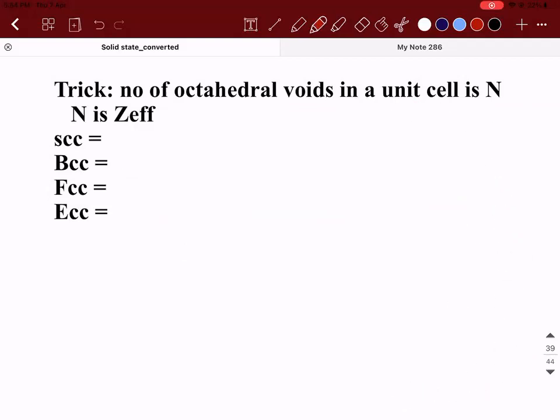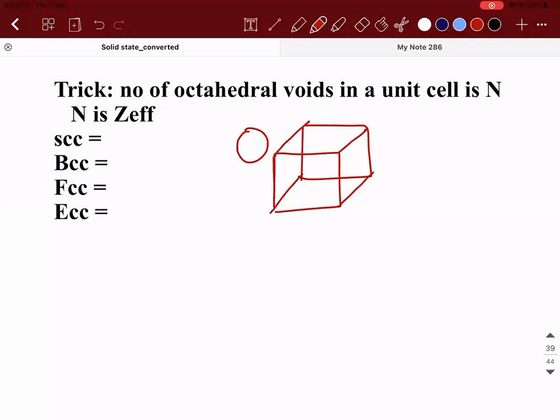Look here, I'm taking, just imagining it's good for you to imagine in a cubic form. See, just like this means all the lattice points will be present here. This ball, the center, the body centered particle will be there as a big ball.